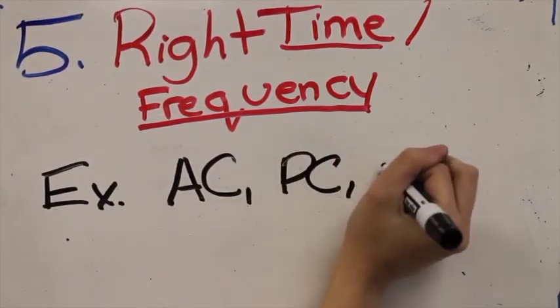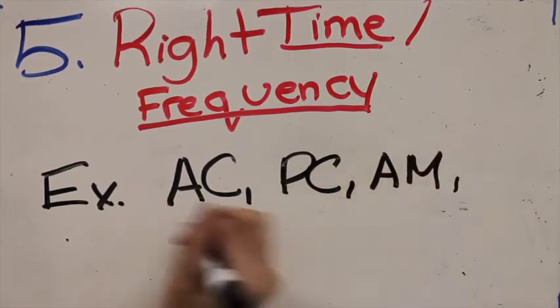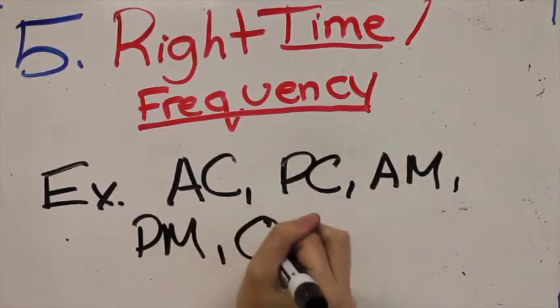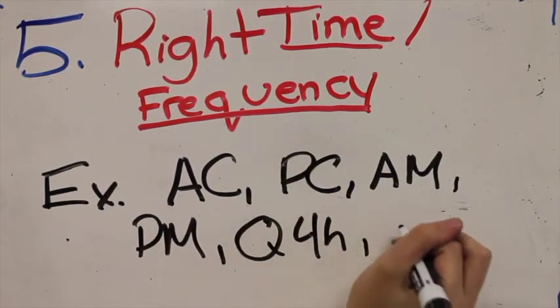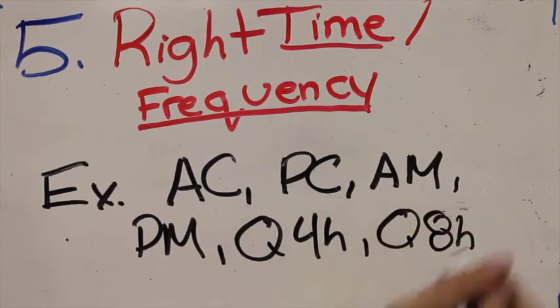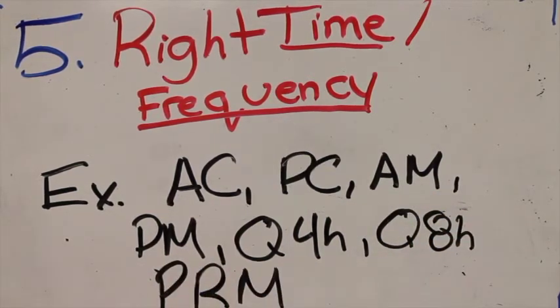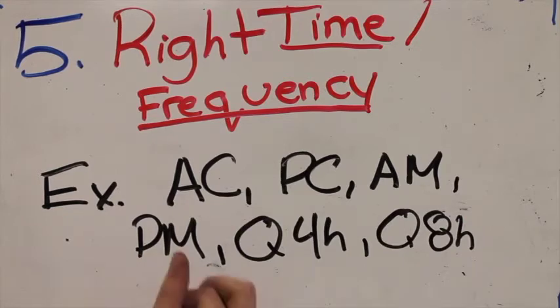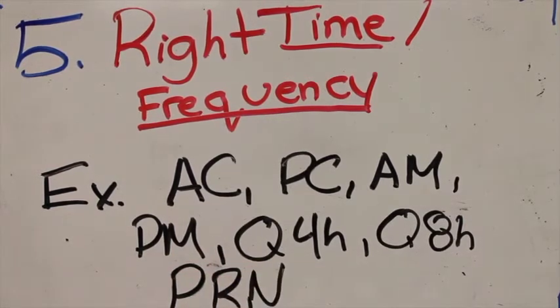So there are many things that the order could say. It could say AC, which is before meals, PC, after meals. Is it in the morning? Is it in the evening, AM or PM? Is it Q4H, every 4 hours, Q8H, every 8 hours, or is it PRN, which means whenever the person needs it?